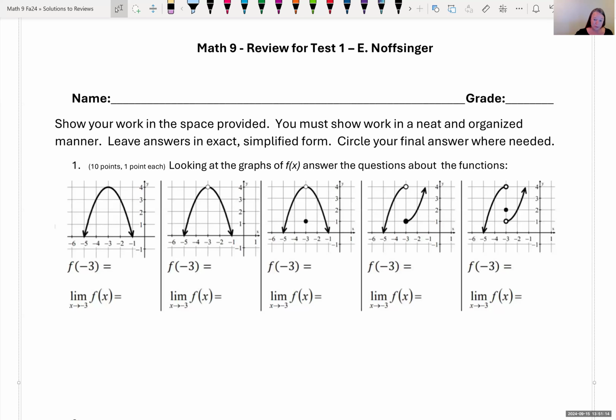So in this video, I am going to cover some problems that could be on your exam next week if you're in my class. This exam will cover limits algebraically and graphically. We will look at continuity and the formal definition of a derivative. So let's get started.